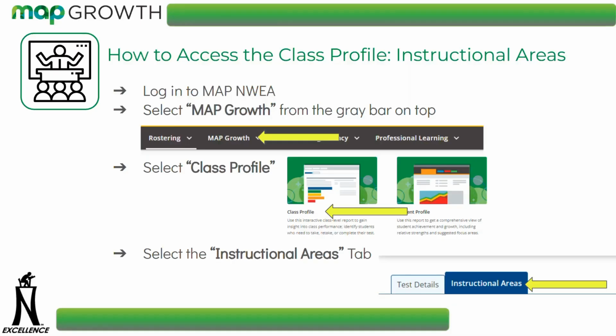Now, how do you access your class profile for instructional areas? When you log in, you're going to have a tab that says Map Growth, and you're going to select Class Profile. Under Class Profile, you can select Instructional Areas, which will give you a little better picture of how your kids scored and why they scored the way they did.